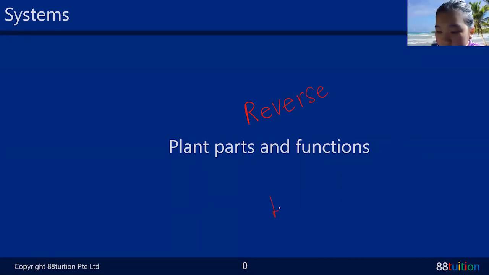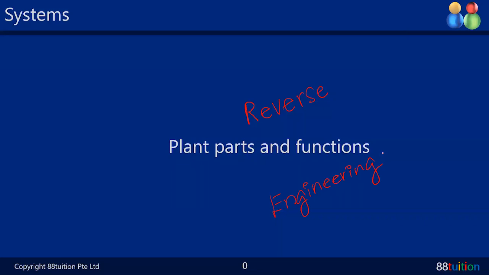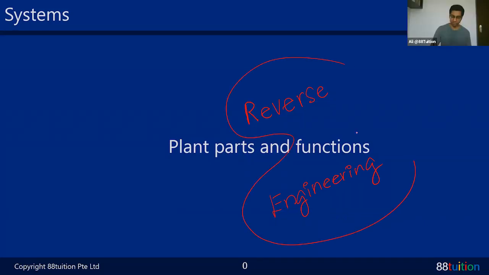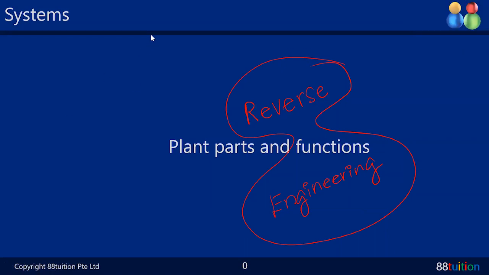Reverse engineering. This is a very common term in the science industry, or in any industry, which means if you want to find a solution, you can actually work the answer backwards. You do this a lot in math, right? So when someone is doing reverse engineering, you actually have the solution, but you can work out the problem.